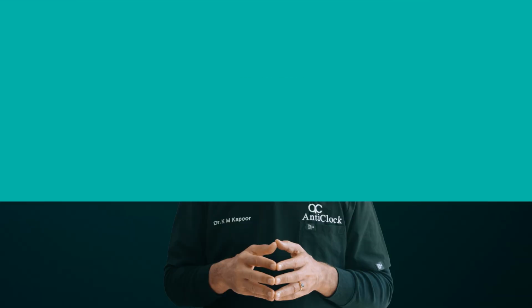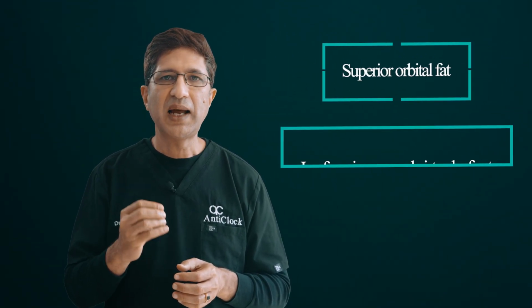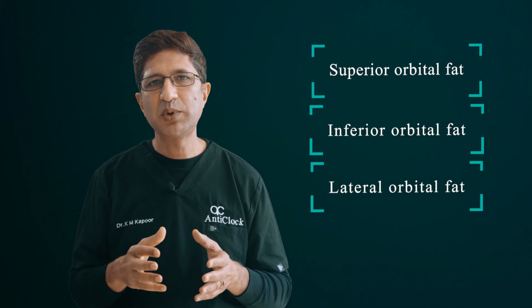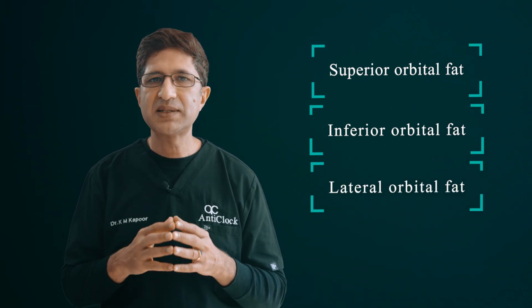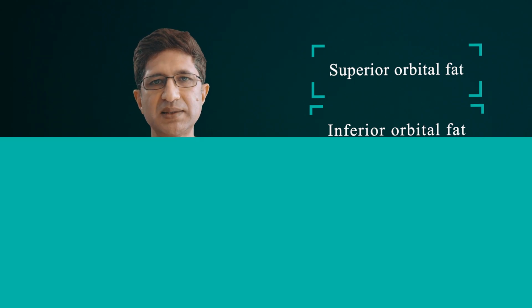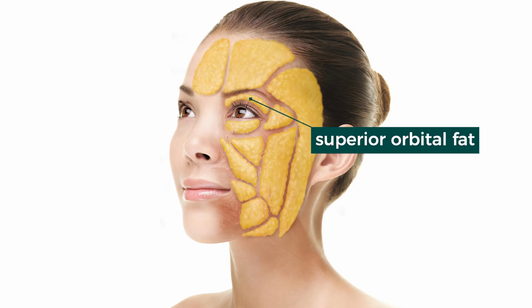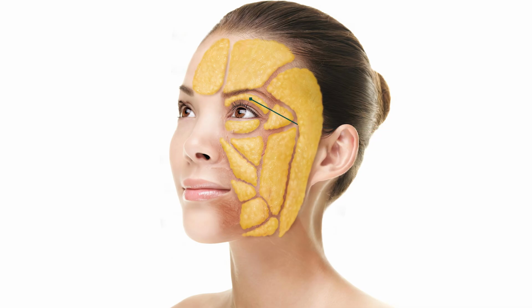appearance. Next, we talk about orbital fat compartments. The orbital fat surrounds the eyes and is divided into three subcompartments: the superior, inferior, and lateral orbital fat. These fat compartments help to cushion and support the delicate structures which are present around the eyes. The superior orbital fat is located just below the eyebrows and is essential for maintaining the smooth and youthful eyelid in the upper eyelid area.